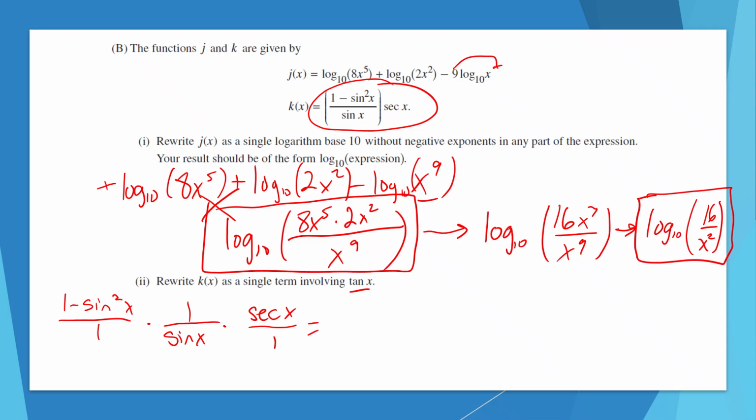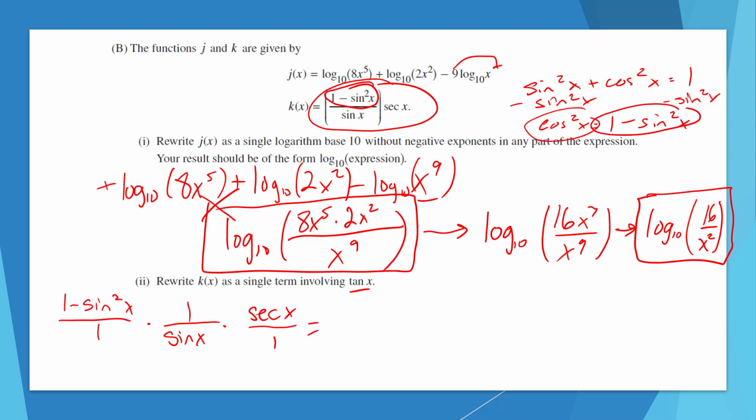If we remember the Pythagorean identities, sine squared x plus cosine squared x is equal to 1. So if we want to try to get what we can substitute for 1 minus sine squared x, I'm going to subtract sine squared x from both sides. This then should be cosine squared x equals 1 minus sine squared x. And I'm going to replace this left side with a single trig function to make it a little easier. So this is going to be replaced with cosine squared x over 1 times 1 over sine x times secant x over 1.